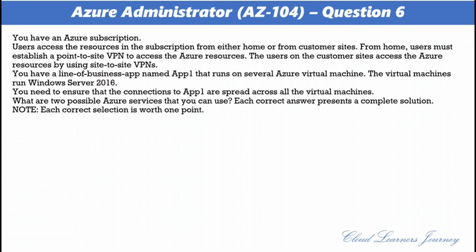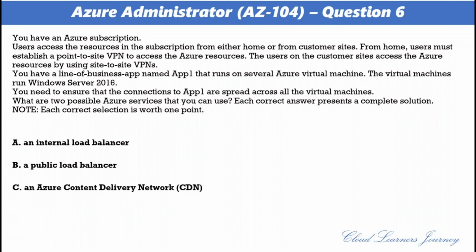You need to ensure that the connections to App1 are spread across all the virtual machines. What are the two possible Azure services that you can use? Each correct answer presents a complete solution. And the options are A. An internal load balancer, B. A public load balancer, C. An Azure Content Delivery Network CDN, D. Traffic Manager, E. An Azure Application Gateway.